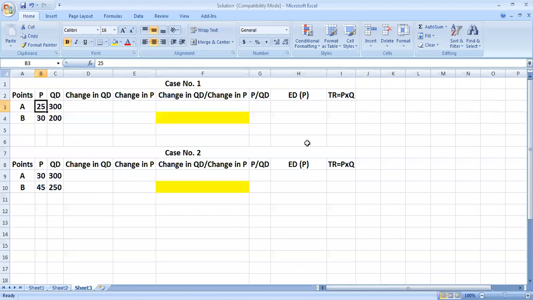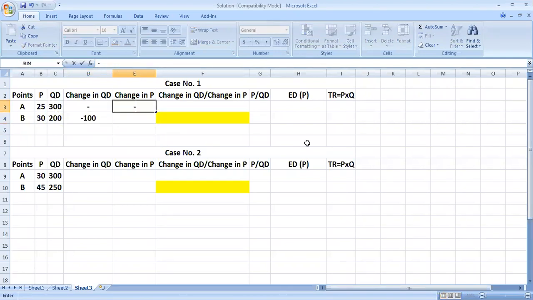When the price was 25 at point A, the consumers were demanding 300 units. Eventually, when the price was increased from 25 to 30 at point B, the quantity demanded decreased from 300 to 200. So when price is increased, the quantity demanded is decreased. Let us find the change in quantity demanded. It should be quantity demanded at point B minus quantity demanded at point A.